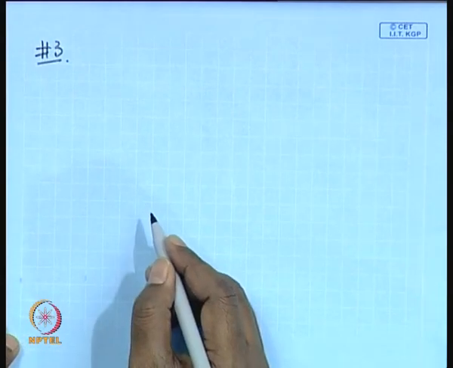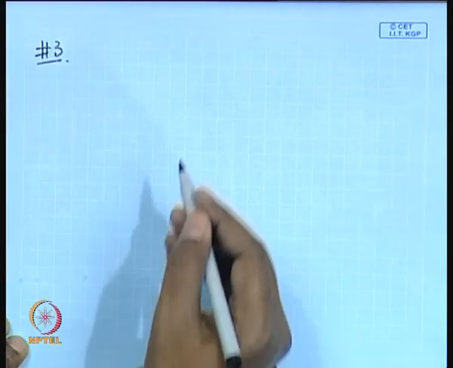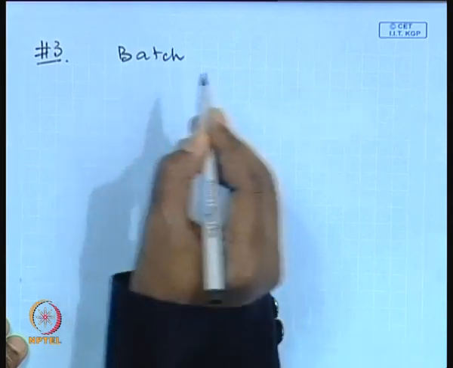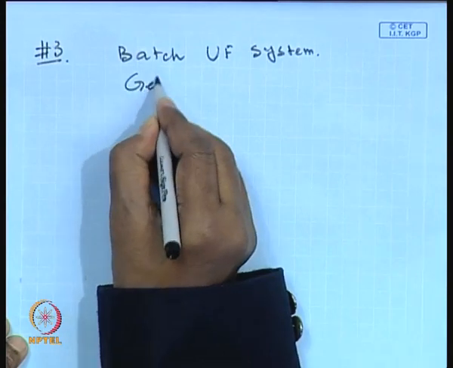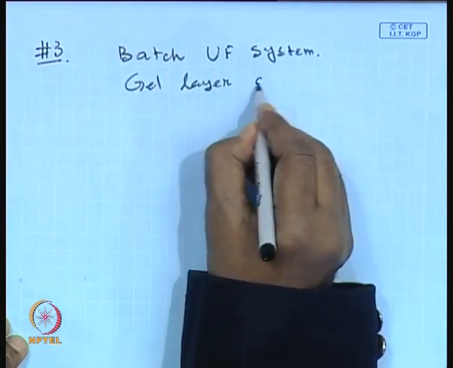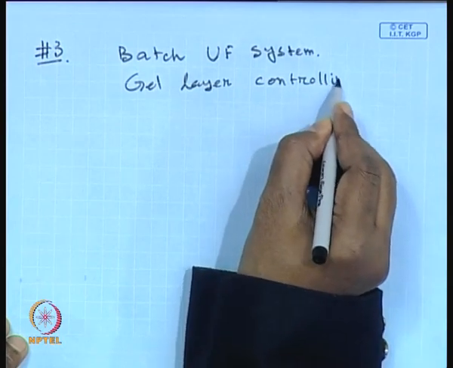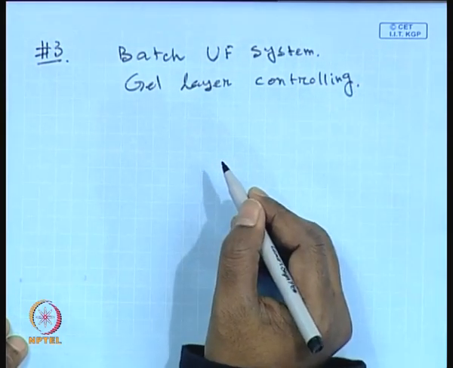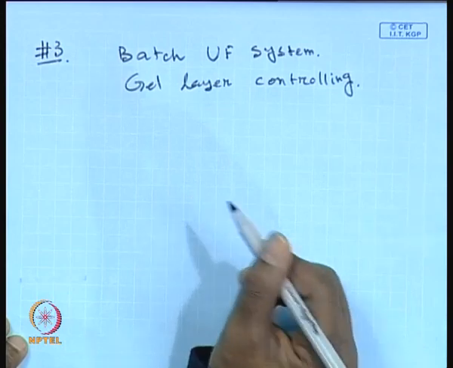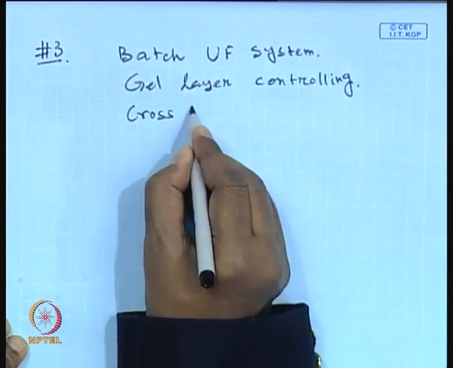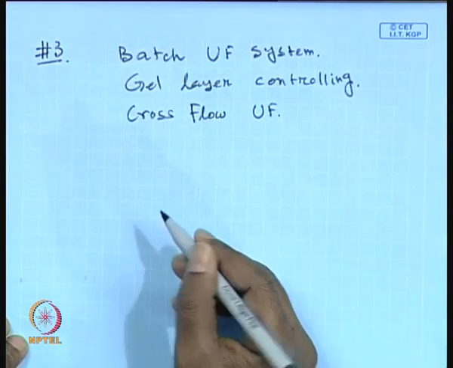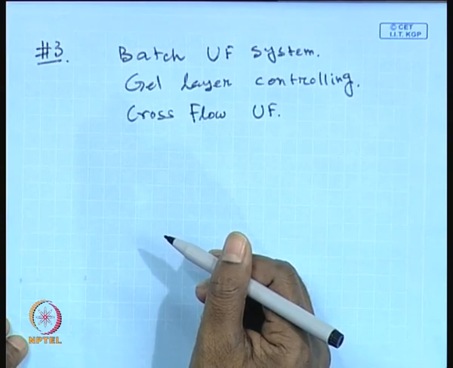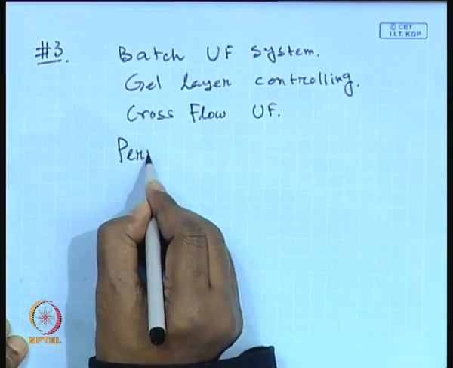So, now let us go to the third kind of problem. This problem is for a batch ultrafiltration system, but it is gel layer controlling. Okay. In this case, again it is a cross flow ultrafiltration, but in this particular case the permeate is not recycled back.